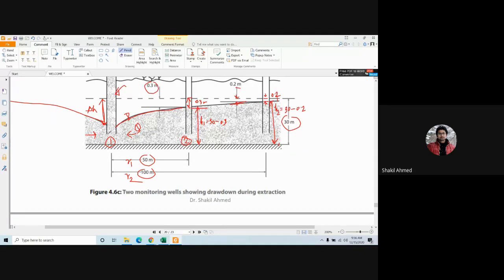If we include this well, then from the equation you will get h1. Am I right? Yes, sir. If you get h, then you can easily calculate delta h because h equals 30 minus delta h. Is it clear? Yes, sir. So from the equation, we will calculate this, and we have made this h1 here.